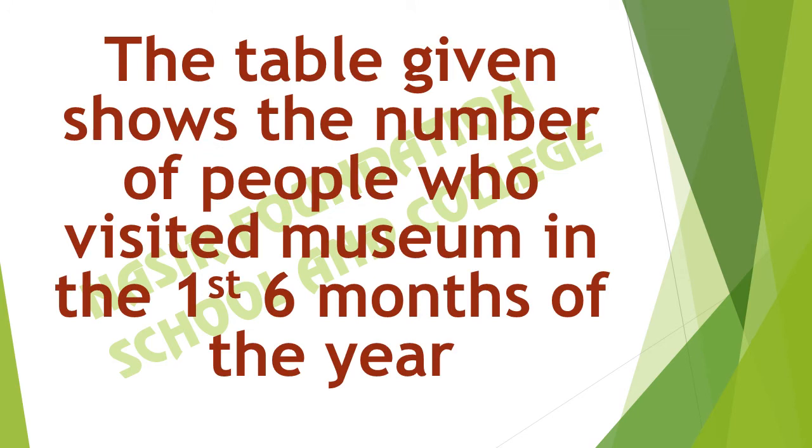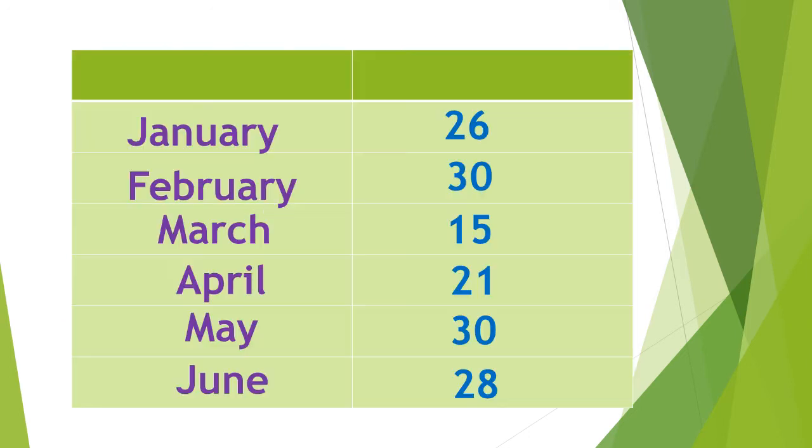The table given shows the number of people who visited the museum in the first 6 months of the year. Here months are given and here number of people are given who visited the museum. In January, 26 people visited. In February, 30 people visited the museum. In March, 15 and in April, 21 people visited the museum. In May, 30 and in June, 28 people visited the museum.